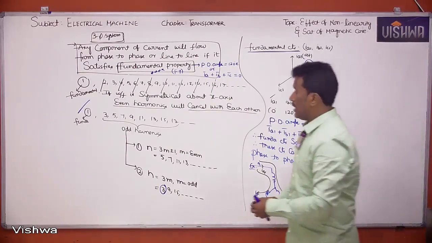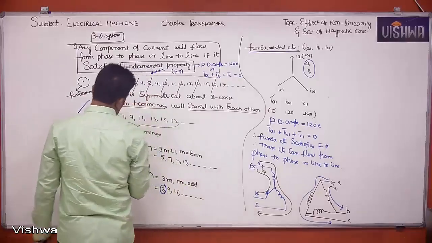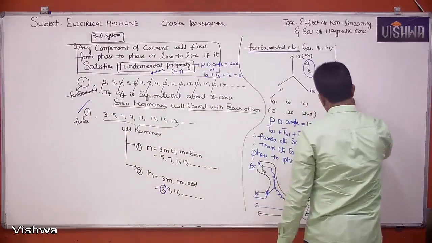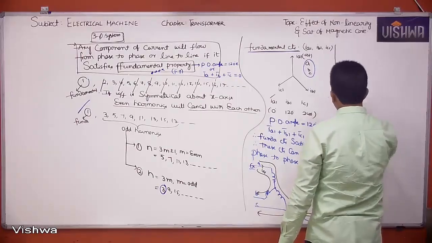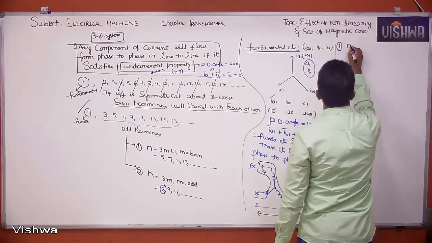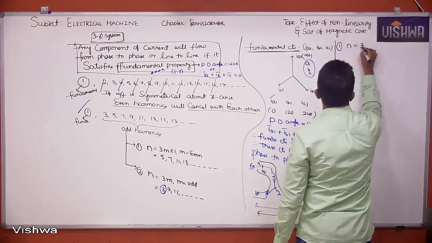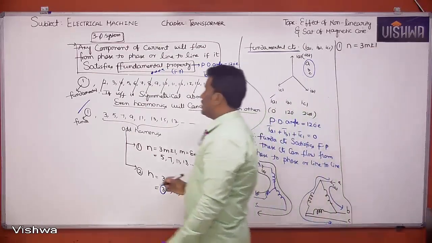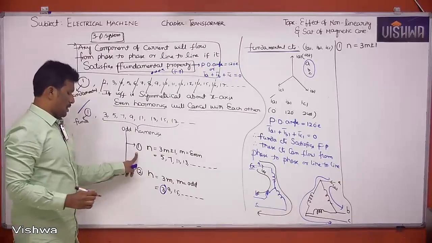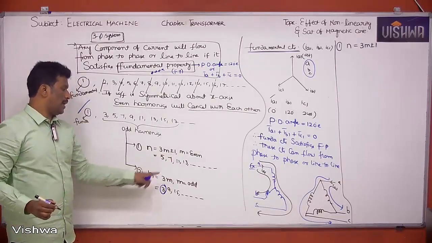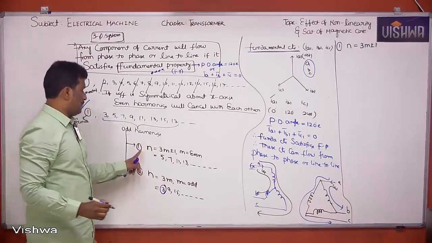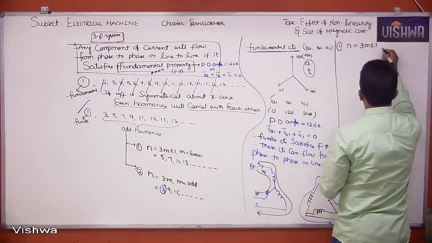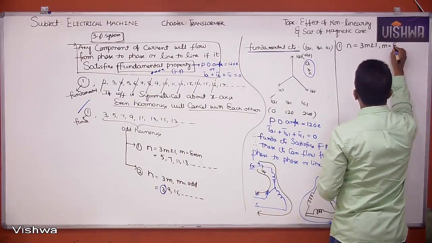Right. Next we'll think about n equal to 3m plus or minus 1. See, let us see here. I already told you that odd harmonics are divided into two groups. n equal to 3m plus or minus 1 is one group. n equal to 3m is the other group. I'm just taking here n equal to 3m plus or minus 1, where m is what? Even number.